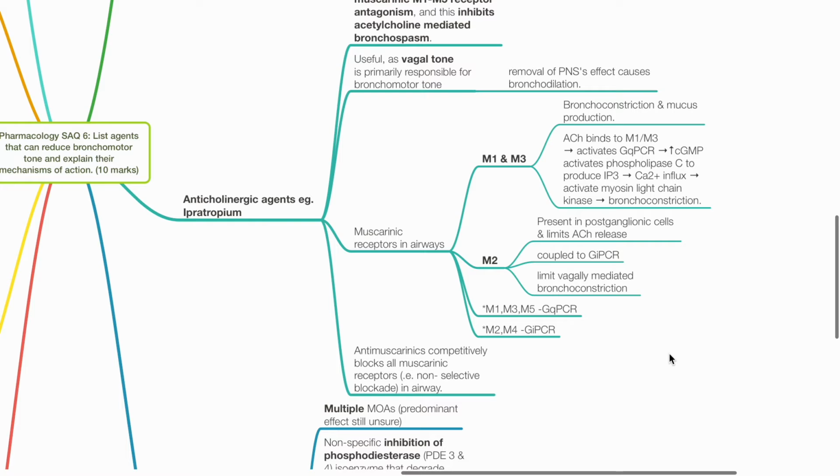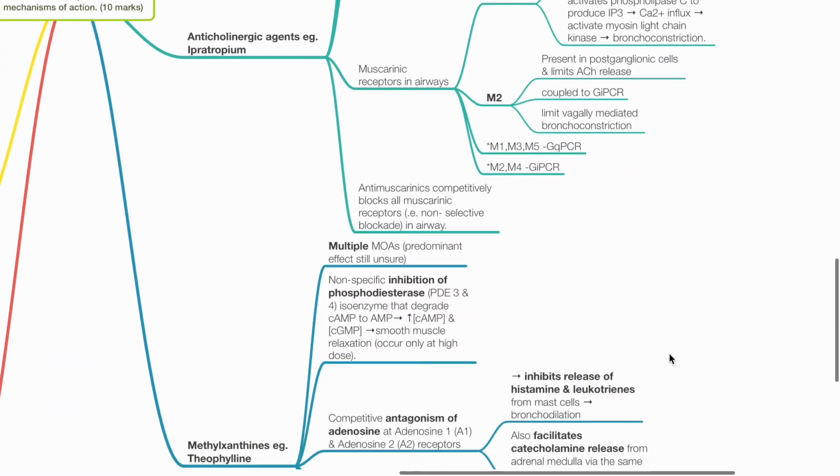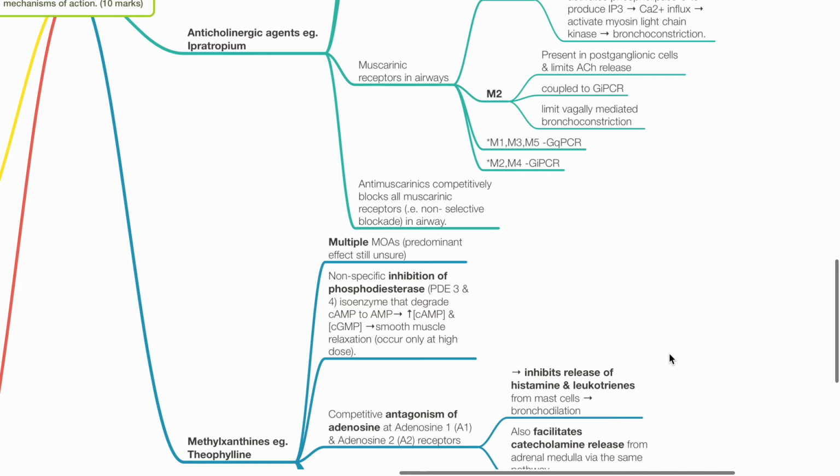M2 receptors are present in postganglionic cells and limit ACh release. M2 receptors are coupled to Gi-PCR. They limit vagally mediated bronchoconstriction. Extra information: M1, M3, and M5 are coupled to Gq-PCR. M2 and M4 receptors are coupled to Gi-PCR. Antimuscarinics competitively block all muscarinic receptors in the airway.